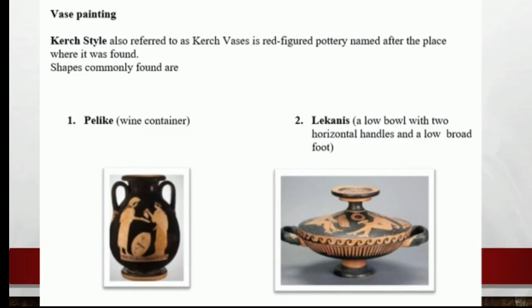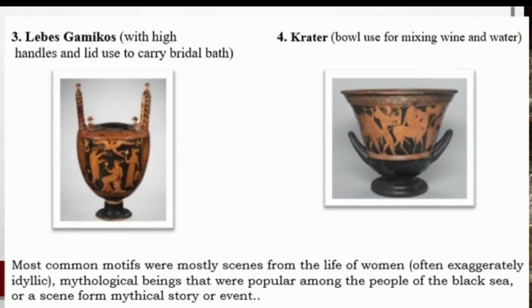Vase painting, Kerch style, also referred to as Kerch vases. It is red-figured pottery named after the place where it was found. Shapes commonly found are number 1, Pelike, number 2, Lekanis, number 3, Lebes Gamikos, number 4, Krater.